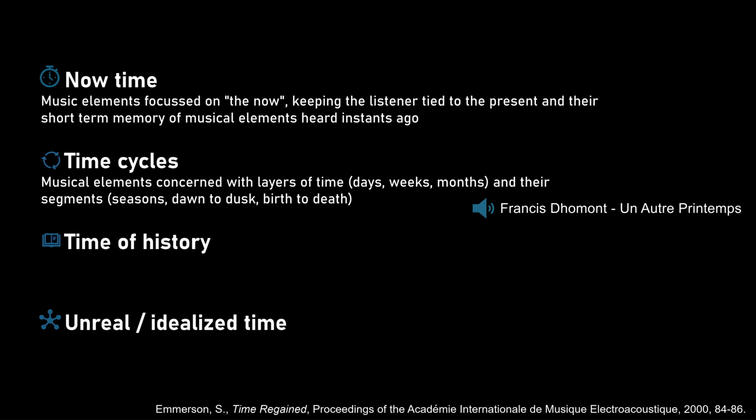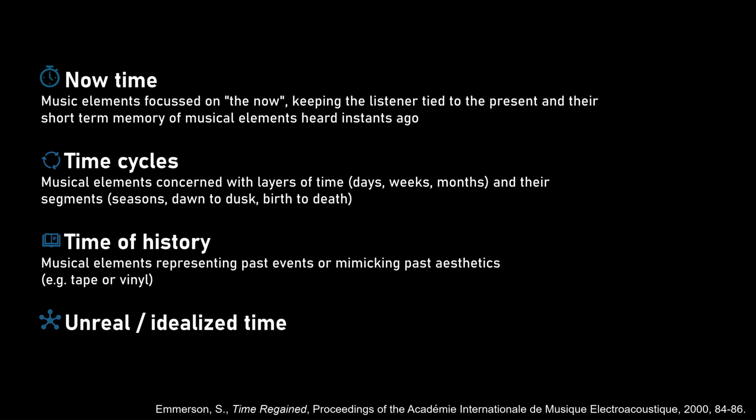Time of history can be presented, for example, by showing past events or past eras. I, for example, made a music piece about the Industrial Revolution. Time of history can also include aesthetics that are reminiscent of a past time. For example, the sound of tape machines, the sound of vinyl, or the Moog sound.